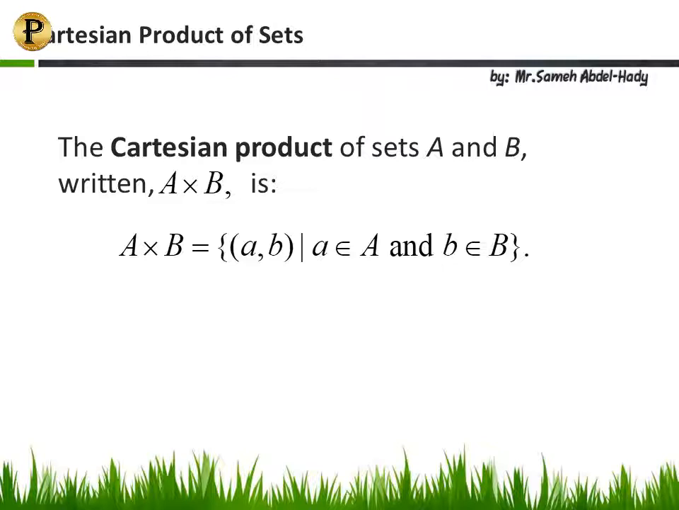So the definition of the Cartesian product of sets A and B, written as A times B, is that A times B equals the set consisting of ordered pairs (a, b), where the coordinate a belongs to the set A and the coordinate b belongs to the set B. Let us see.